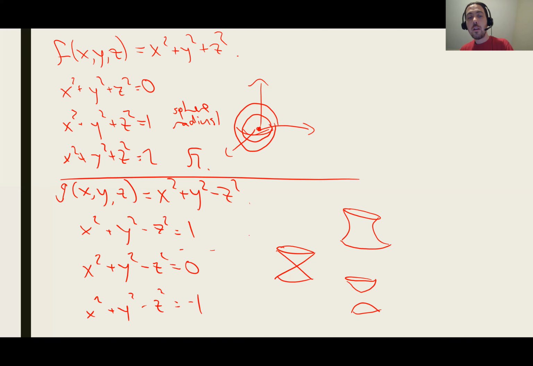And so as we change, we kind of gradually switch from these level surfaces on the top to the middle to the bottom. And so that gives us at least a little bit of understanding of what this function is behaving like as time goes on.